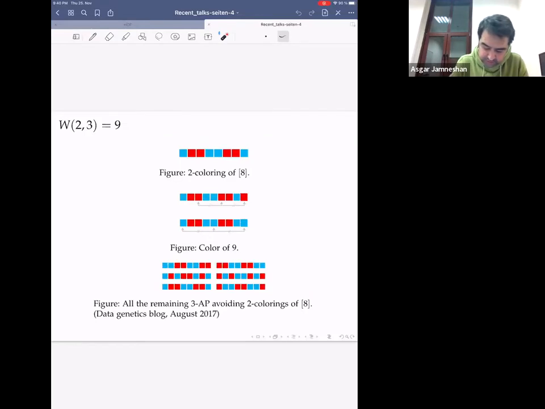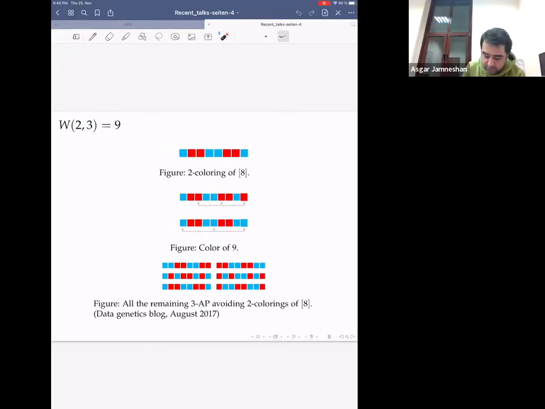So this coloring here does not have a 3-term arithmetic progression. But if you take this element into account in one set, so you color it, let's say red, then you will have a 3-term progression here. And if you color this one blue, then you will have a 3-term progression here.